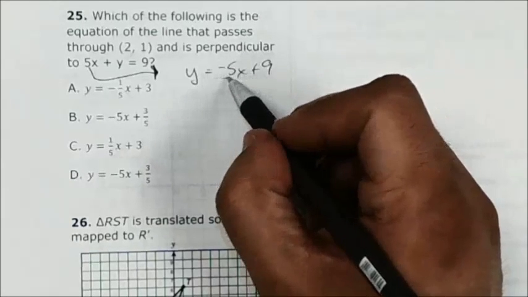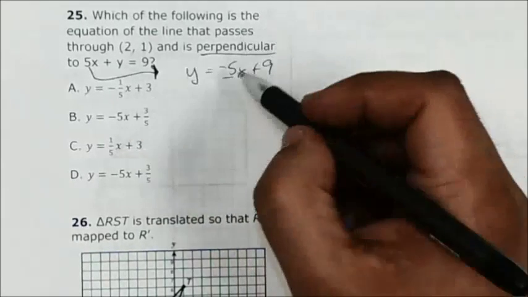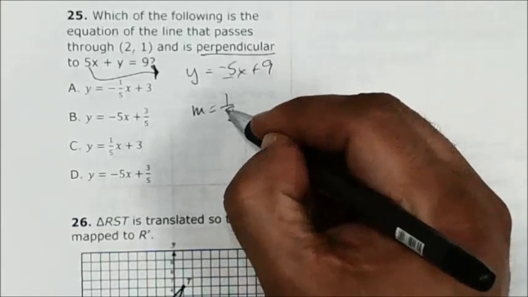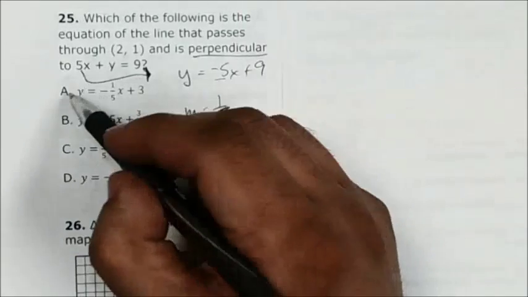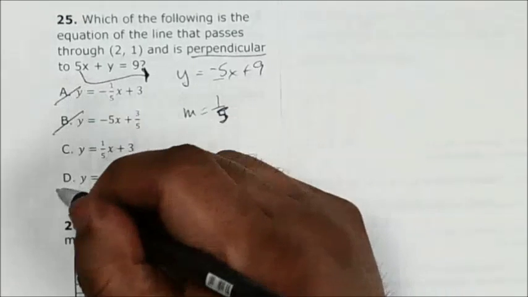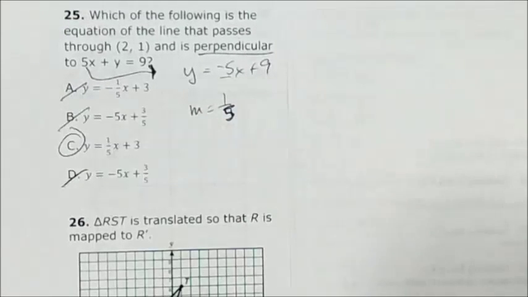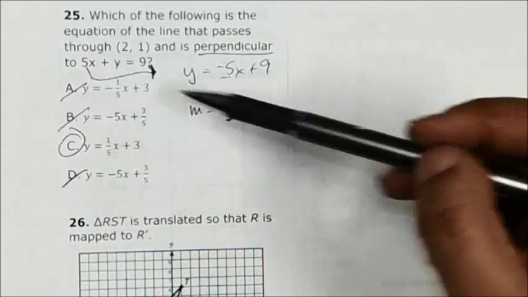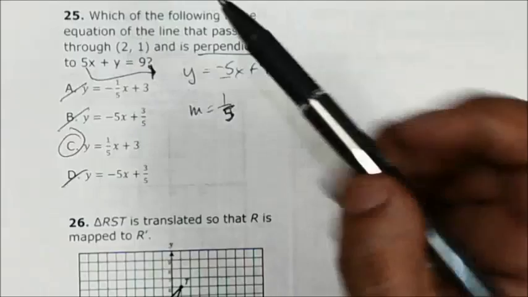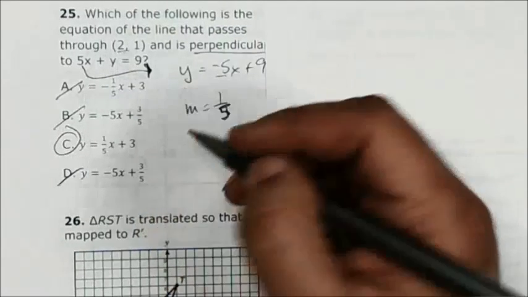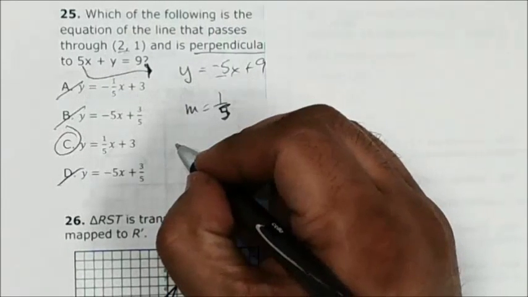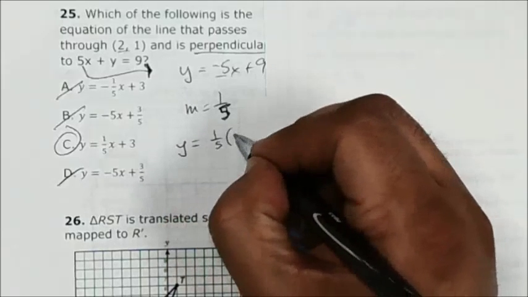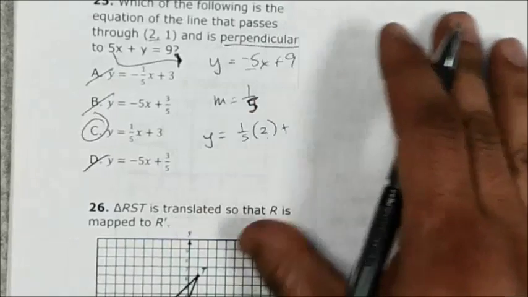Right. And so if this is negative and I want it to be perpendicular, I'm looking for a slope to be positive 1/5, and that actually gets rid of all my choices except for C. So C would be my right answer. In case there were 2 choices with a positive 1/5 for the same slope, you would have to substitute these values in. Let's just say I'm solving for y equals, then I would have 1/5 times 2 plus 3.